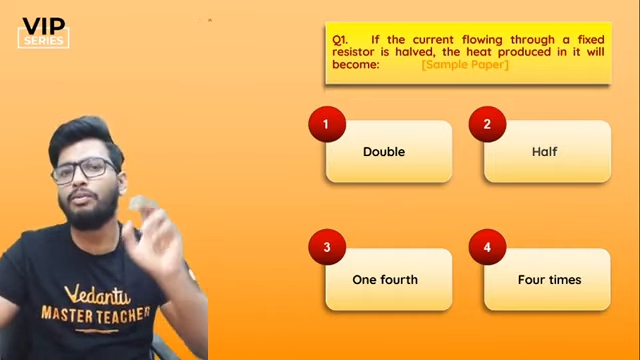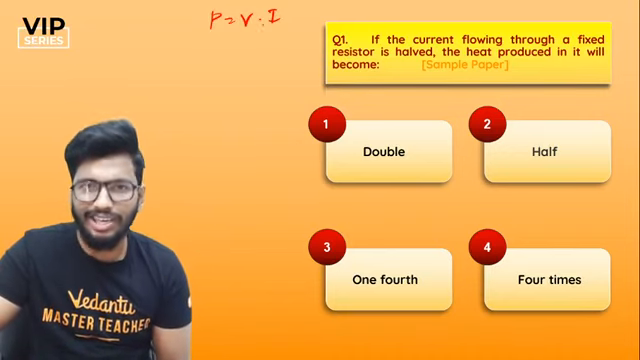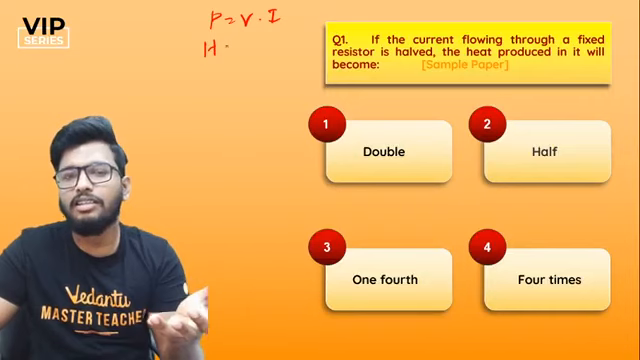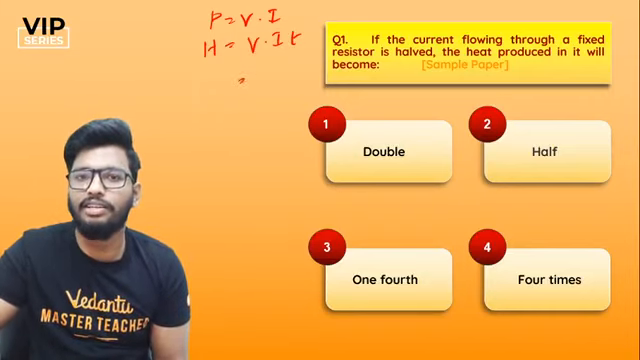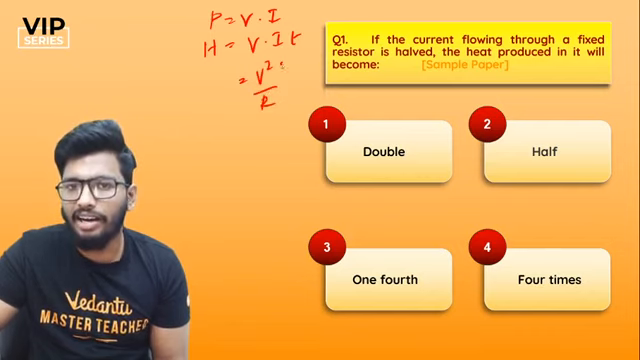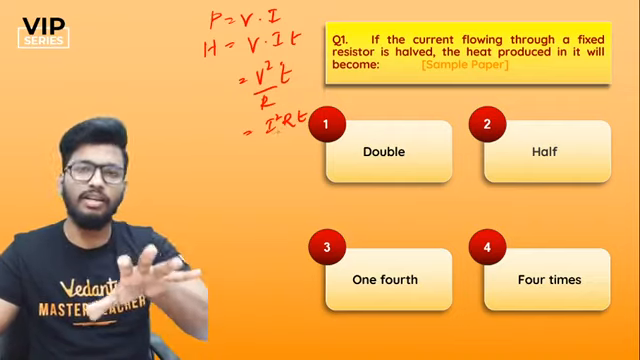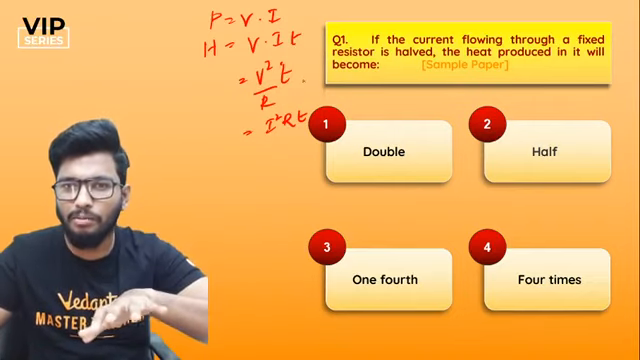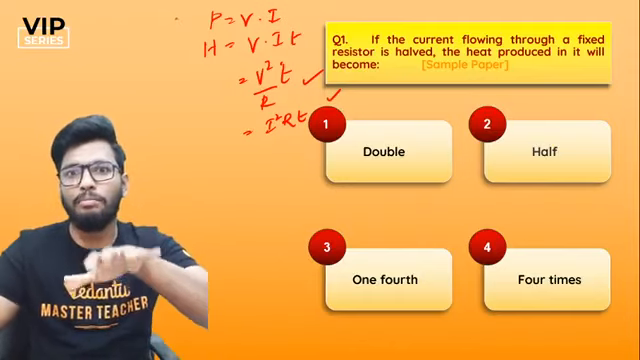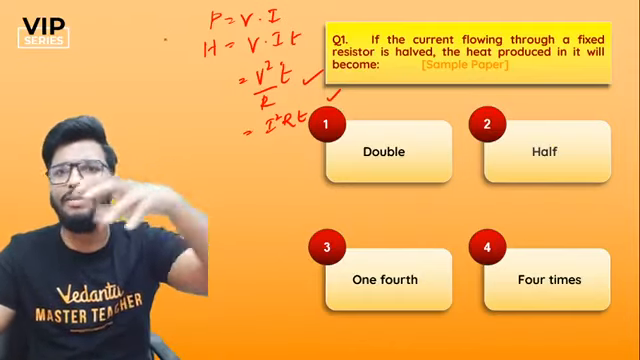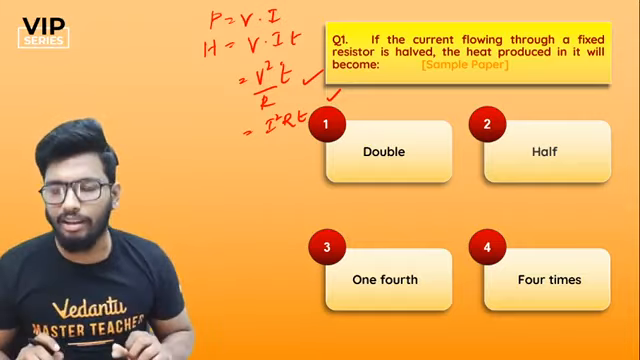Now, I want you to remember two important formulas. One is the formula of power. Power is nothing but voltage into current, P equals VI. And heat energy is nothing but VIT, which can also be written as V square by R into T, or as I square RT. So these are the three formulas that I want you to remember. How did I derive these formulas? Remember Ohm's law. In place of I, you can substitute V by R, or in place of V, you can substitute IR, and you'll get the others. Depending on the question, you can choose any of these three formulas.